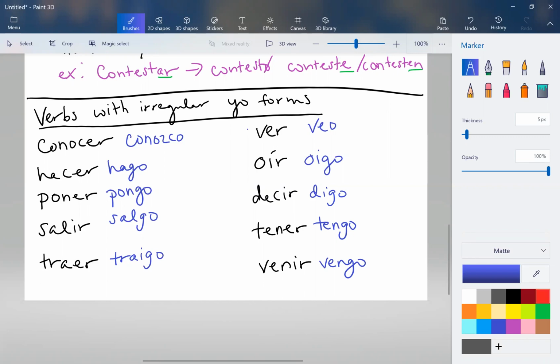Exactly. So when we put them in the command form, I'm just going to do the usted forms. Conocer is an ER verb. So we would take off the O and we would add an A or an AN if we're talking to a lot of people. What would we do for hacer?